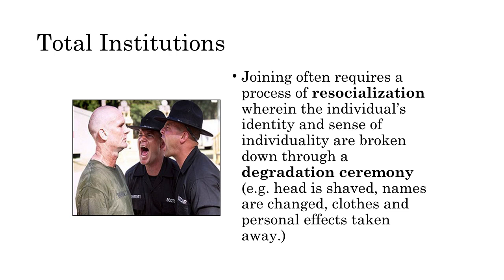So joining a total institution usually requires a process of re-socialization, wherein the individual's identity and sense of individuality are broken down through what is often called a degradation ceremony, i.e. the head is shaved, names are changed, clothes and personal effects are taken away, all of this to strip someone of their basic sense of humanity. From then on, you are usually trained to think of yourself as a member of a group, and often an insignificant one at that. Total institutions are usually totalitarian, dictatorial, or autocratic rather than being democratic, and individuals are encouraged to obey rather than think for themselves.